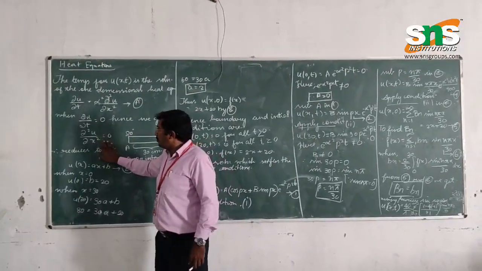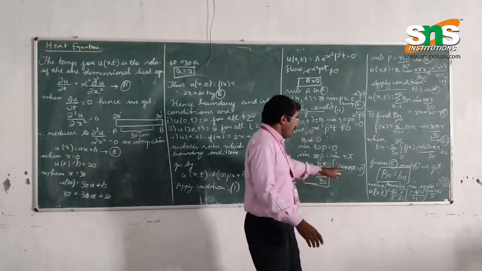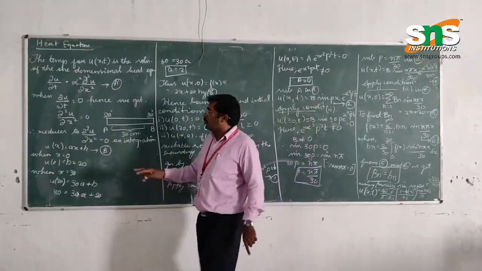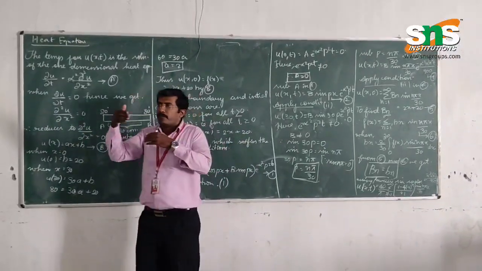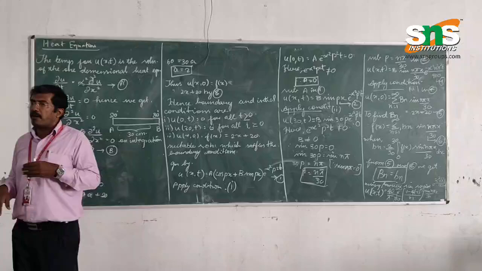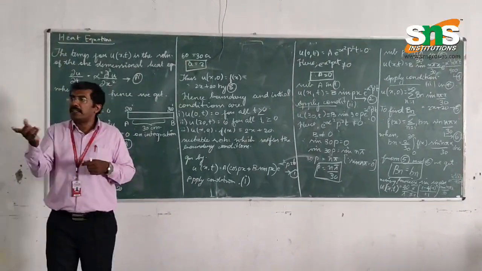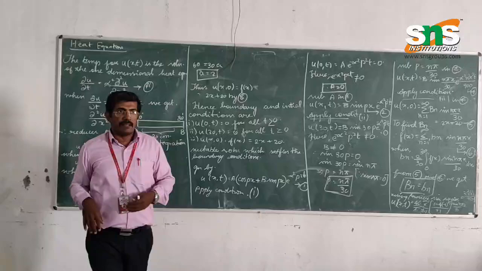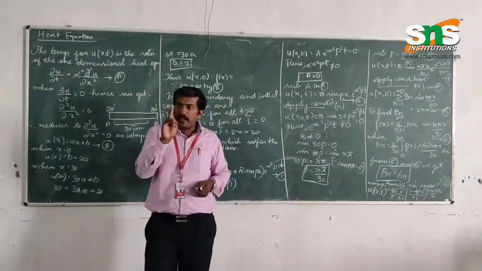I want u of x comma t. Here it is dou square u by dou x square. In order to remove the derivative, what do you do? You have to integrate. If you integrate, the derivative will be eliminated. Since it is dou square u by dou x square, you have to integrate twice.